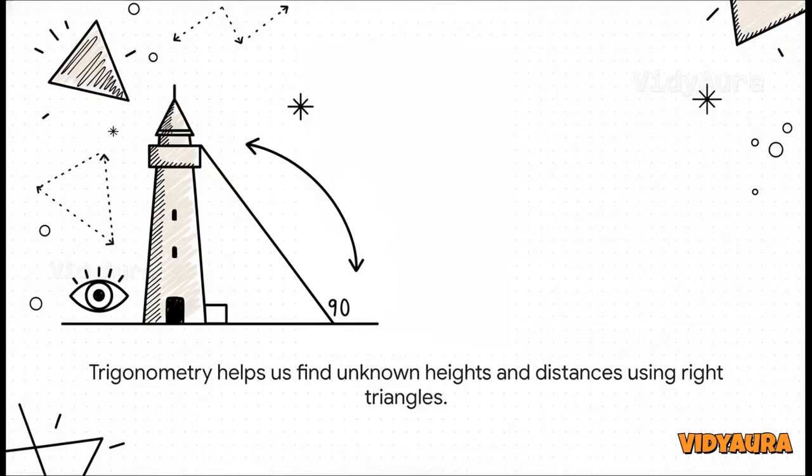You see, when you look up at the top of the tower, your line of sight, the ground, and the tower itself, they create a perfect right-angled triangle. And that is the secret of trigonometry. It gives us this incredible power to find heights and distances we can't physically measure, just by understanding the relationship between the angles and the sides of a triangle.